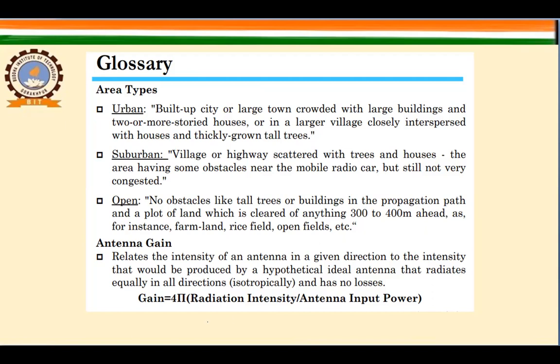So this is given by the formula 4 pi of d square divided by the power of the transmitter antenna. It is only valid for isotropic antennas. So that is the power density.